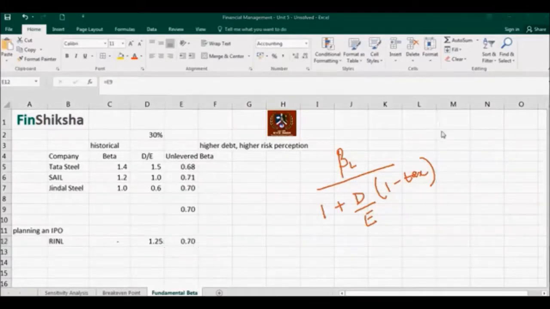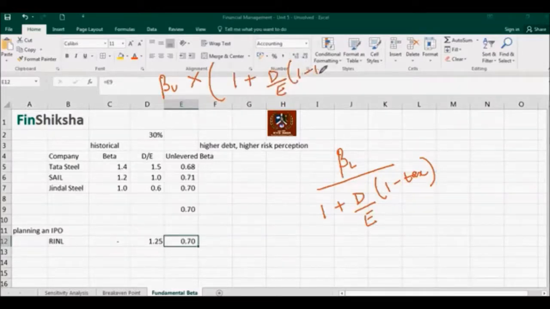Now we relever it. How do you relever it? Remember, we have found the unlevered beta now. So now you multiply with the same firm's 1 plus debt by equity into 1 minus tax rate. And you should get the answer. Earlier we were dividing the levered beta to find the unlevered beta. Now we have the unlevered beta. We will multiply with this entire term to get the levered beta. Correct? So let's do that.